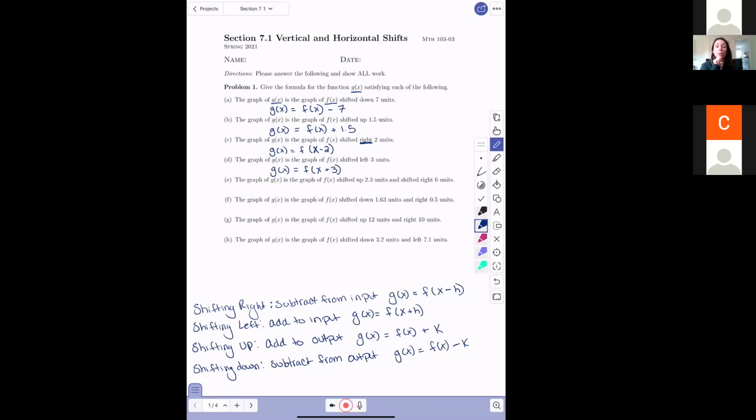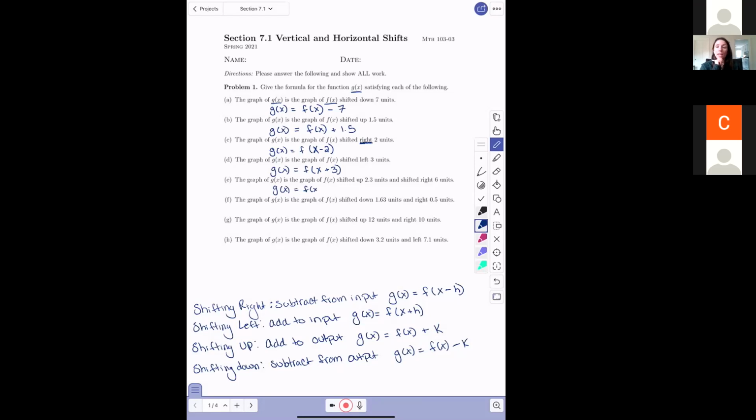All right, the next couple ones, we're going to be shifting horizontally and vertically. So we're going to have to change the input and the output. So this first one, the graph of g of x is the graph of f of x shifted up 2.3 units and to the right 6 units.